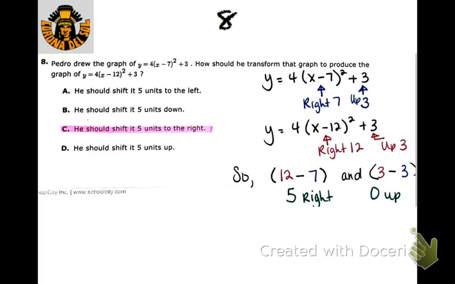How should we change it? If we go from this function to this function, we can tell that they have subtracted 5, to go from the -7 to the -12. So we know that inside the parentheses like that, it's sort of the opposite of what we might think. So we have to move 5 units to the right, to make that x minus 12.